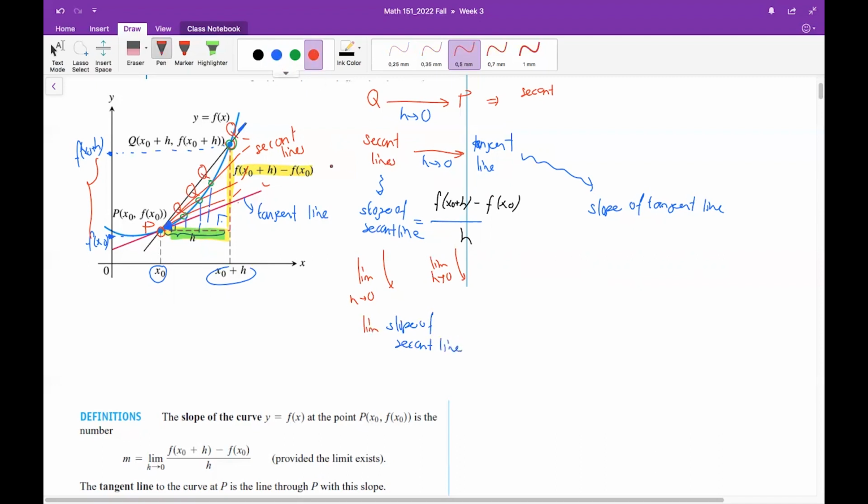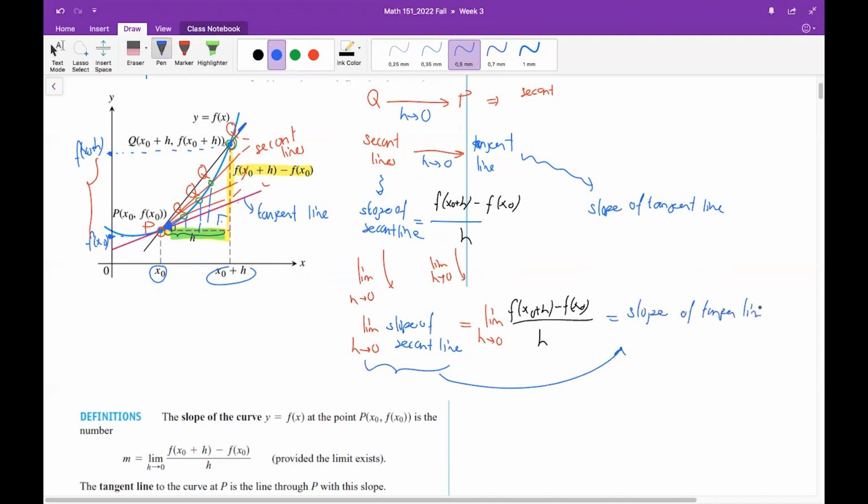The second line as h goes to 0 is the same as, we already derived this ratio for the slope of the second line. All we are doing now is putting this h goes to 0 in. So what happens if you take the limit of all the slopes of second lines as h goes to 0? Then they become the slope of the tangent line, right?